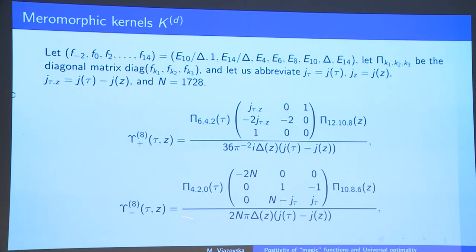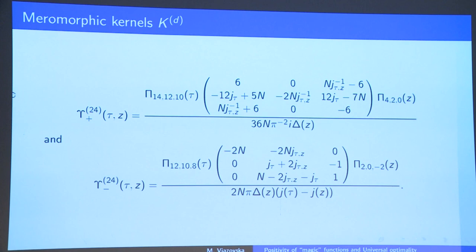A similar representation we also write for the matrix which corresponds to the minus sign. We tried to find some nice structure in these matrices which could give us a hint about positivity, but we were not able to, so maybe somebody else could do it later.